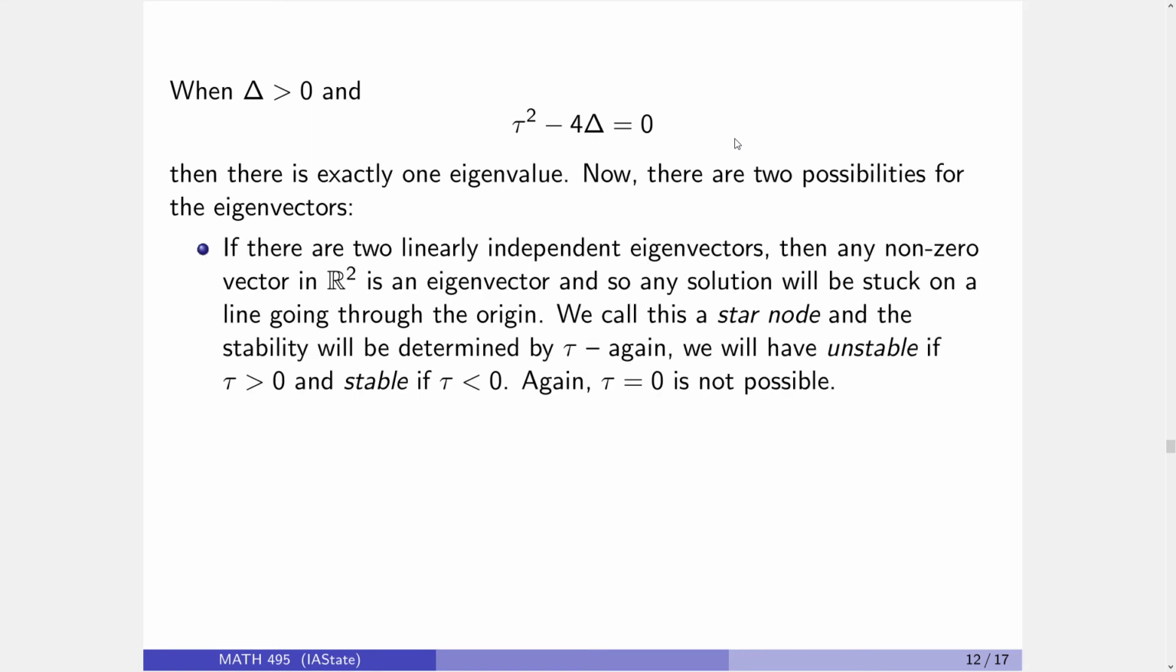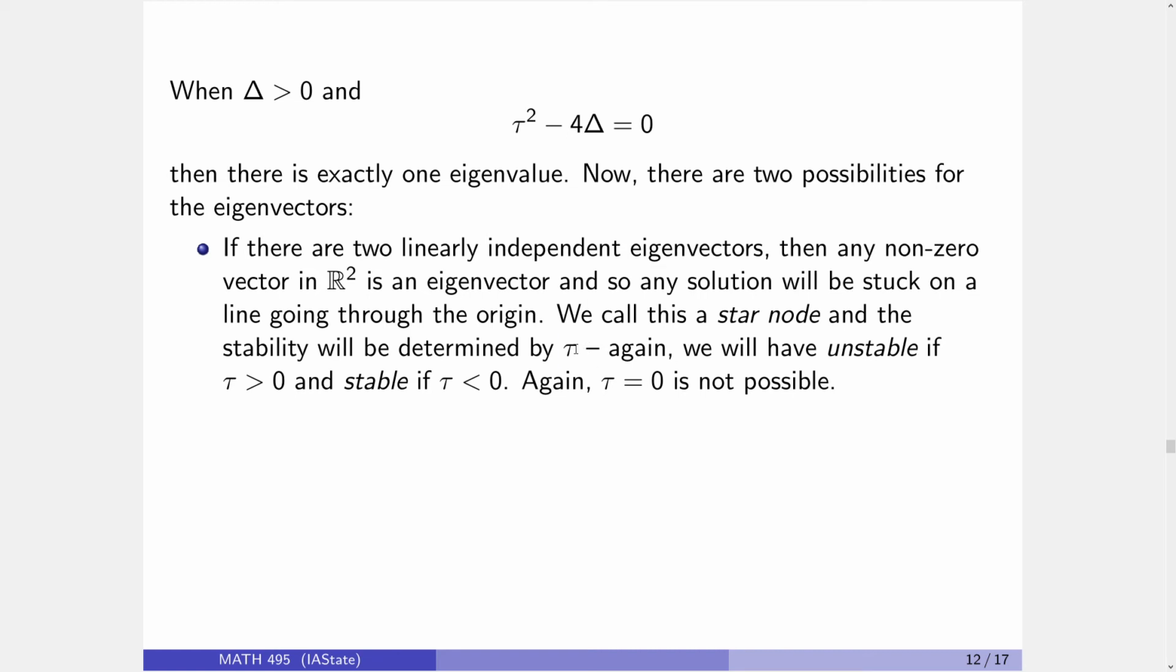If there are two linearly independent eigenvectors, then every non-zero vector is an eigenvector, so any solution, any trajectory, is just stuck on a line going for the origin. It can't be anywhere else. Everything's an eigenvector, one way or the other, for the matrix. So if you're anywhere, you're going to be on a line, and that line goes for the origin. And so basically the only trajectories that are possible are lines going for the origin. And again, the stability of this stuff will be determined by tau.